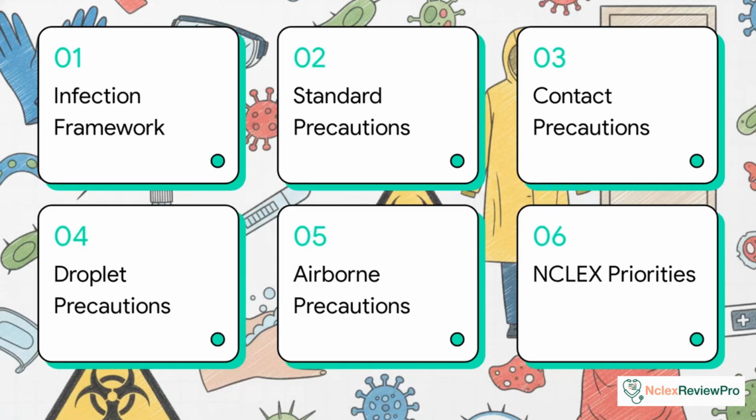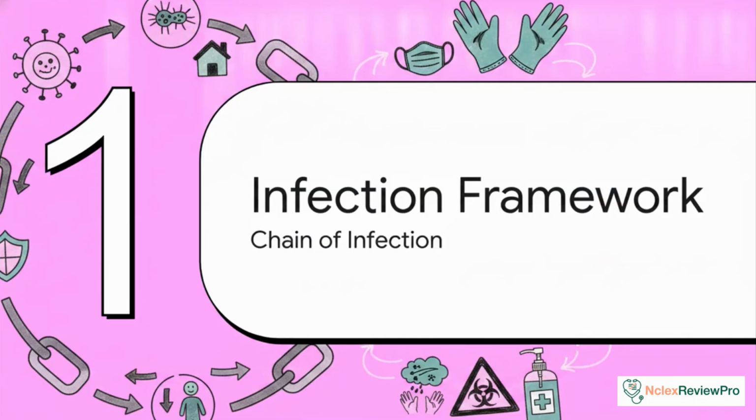So here's our roadmap for today. We'll start with the infection safety framework, then hit standard, contact, droplet, and airborne precautions, and we'll wrap up the whole shebang with high-yield NCLEX priorities. Let's get into it. Section 1, the Infection Safety Framework.